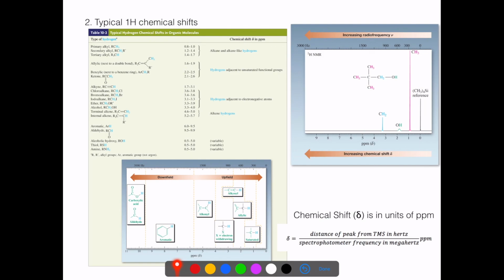All right, so one, we got the number of signals. We can also get integration. We can also get chemical shifts. All right, so here we know about the integration, the area under the peaks, and now we've gotten chemical shifts.